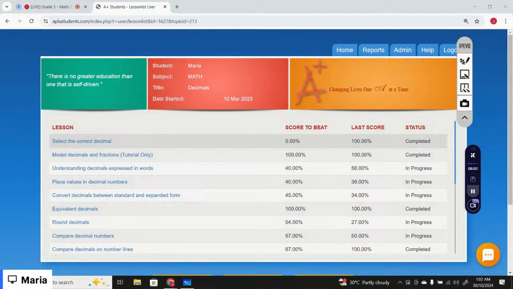The lessons we're going to cover today are select the correct decimal, understanding decimals expressed in words, place values in decimal numbers, and convert decimals between standard and expanded form. Please make sure you have your notebook and pencil so that you can note down the important examples and definitions as well.